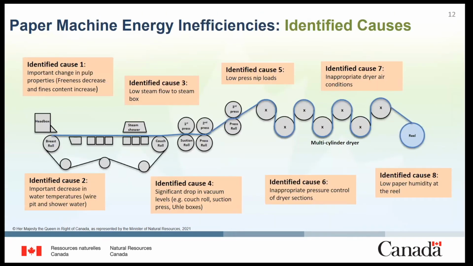So here I show examples of the identified causes. So there are many possible causes of the situation of overconsumption of steam in the paper machine. Some examples are the freeness decrease of the pulp, or a significant drop in the vacuum levels. So as you can see, there are a lot of possible causes. So it can be very challenging to identify the root cause of situations of energy inefficiency in the paper machine if we rely only on the process expertise.